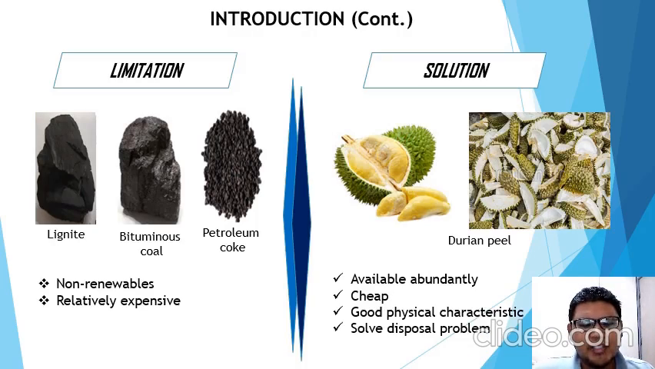One of the most promising and effective methods to treat anionic dye from the wastewater is the adsorption process by using activated carbon. However, the commercially available activated carbon are usually derived from lignite, bituminous coal, and petroleum coke. These precursors are non-renewable and relatively expensive. To cope with this limitation, this study has chosen durian peel to be converted into activated carbon. Durian peel has been chosen because it is available abundantly, cheap, having good physical characteristics, and by converting durian peel into activated carbon, it can solve the durian peel disposal problem.